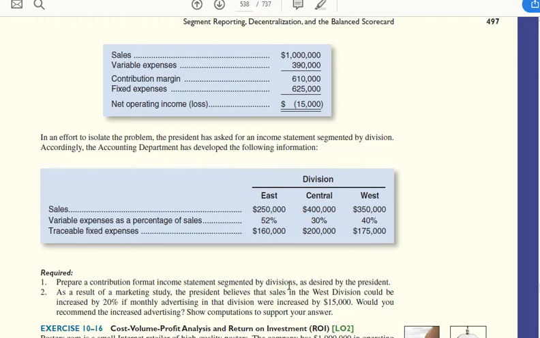Prepare a formatted income statement segmented by divisions. So you do have this ratio, but it's not a contribution margin ratio. It's a variable expense as a percentage of sales. So that would be variable expenses divided by sales, and that's the ratio.